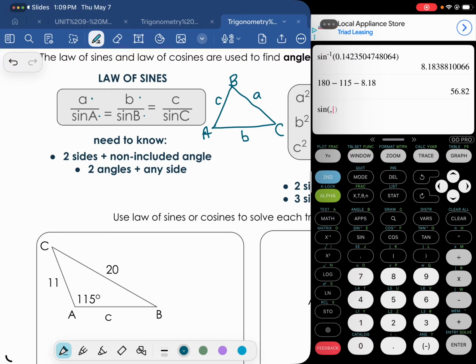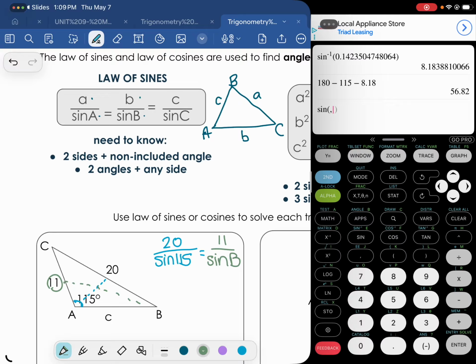So on this first one, for example, if I know this 115, I can put sine of 115 on the bottom. And on the top, I'm going to put 20. And then on the other side, I've got the 11. It's the side, so it goes on top, and sine of the angle goes on bottom. But I don't know that angle. It's angle B.